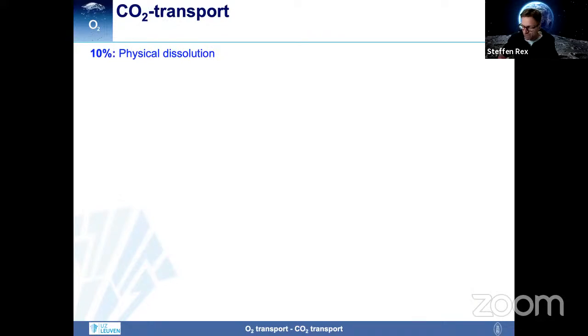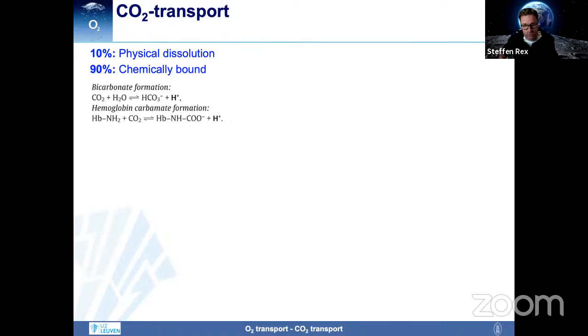In the following 5 minutes, I hope that I still have these 5 minutes, I will tell you a little bit about CO2 transport. It's very fast, but it's also very fascinating. So CO2 is also transported physically dissolved, but only 10%. As for hemoglobin, the chemical binding of CO2 is much more important. So there are two important reactions resulting in CO2 transport.